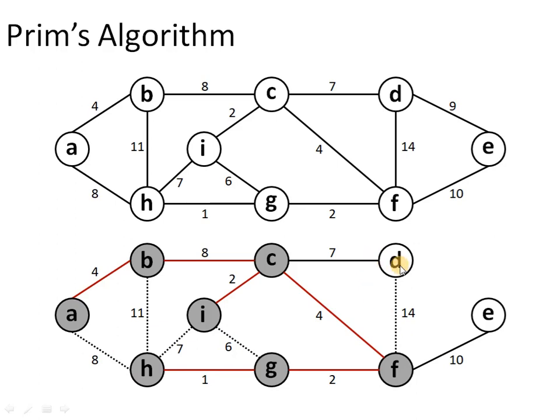So we have to pick either from D, weight value 7, or E, weight value 10. Since 7 weight value is minimum, we will pick 7 first, and now from D we can reach E with a weight value of 9. So this 10 will be overwritten with this 9. And in the next iteration we have to pick the single vertex E via weight value of 9. So with this, we have completed the execution of Prim's algorithm.